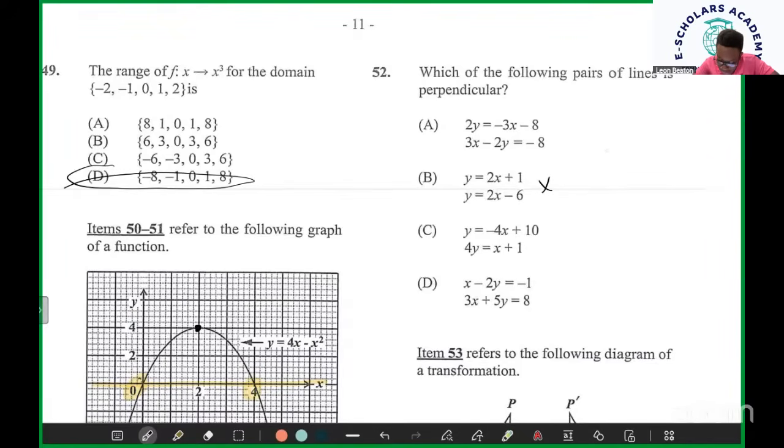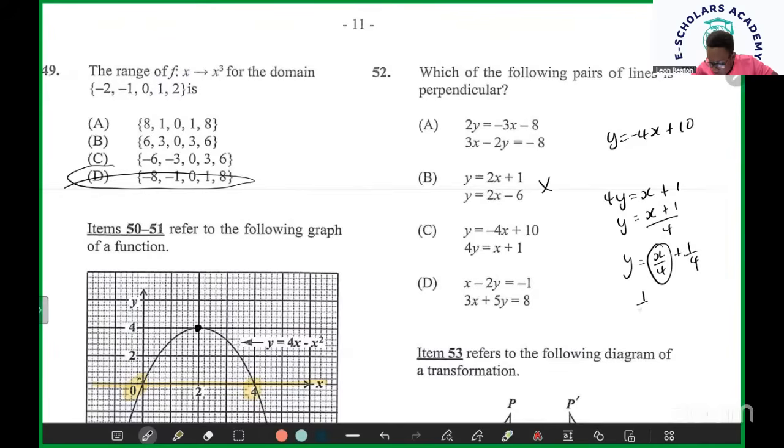Let's look at C. So C, it's y equals -4x plus 10. Let me just care about the gradient. So in this one, they told us 4y is equal to x plus 1. So when we take over this 4, it will divide everything. So y is equal to x plus 1 over 4, which can be expressed as y is equal to x over 4 plus 1 over 4. So this x over 4 can be represented as 1 over 4 x, right? So this is 1 over 4, and the other one is -4. So yeah, negative reciprocal. So we'll go with C.